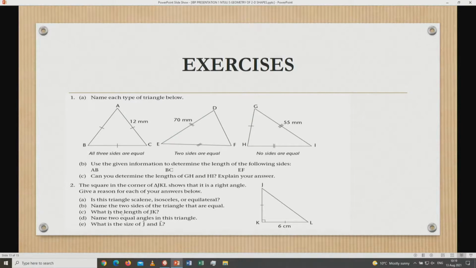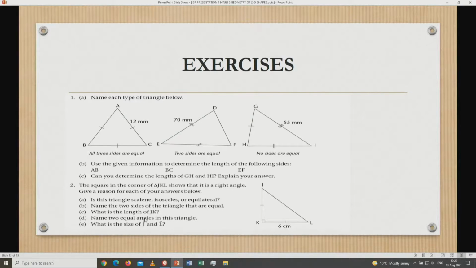We'll have to come up with the answer there. Then we need to name two sides of the triangle that are equal. If you see that JL is equal to LK, you'll say JL is equal to KL, or JK is equal to KL. What is the length of JK? The length from here to here.